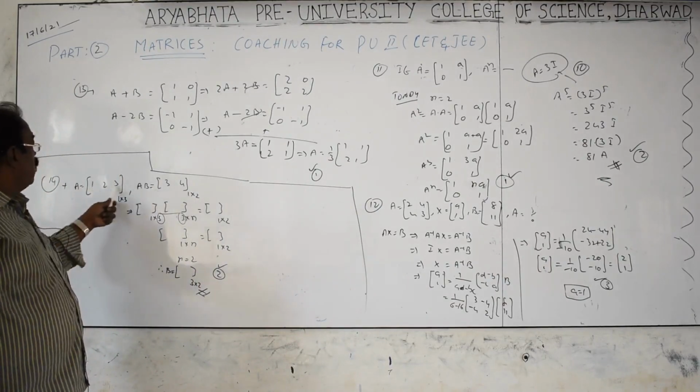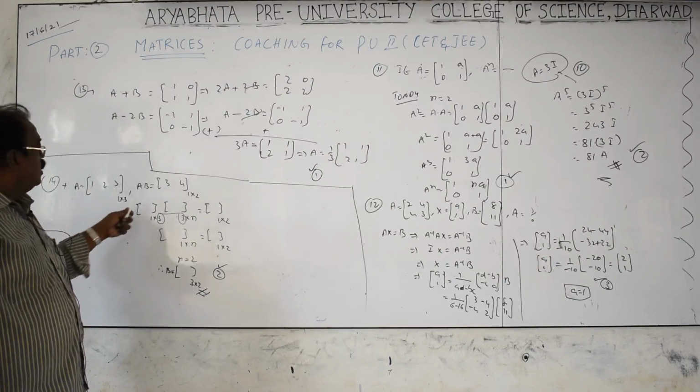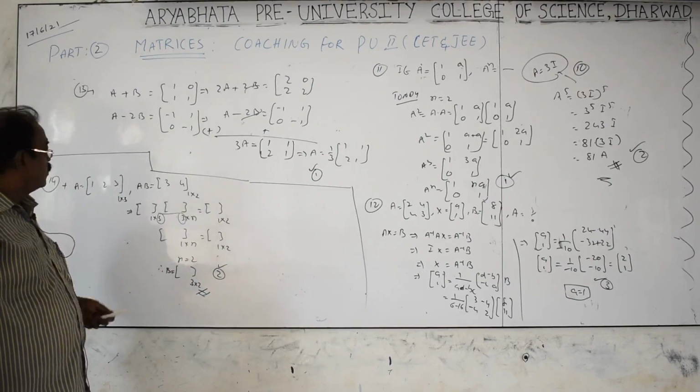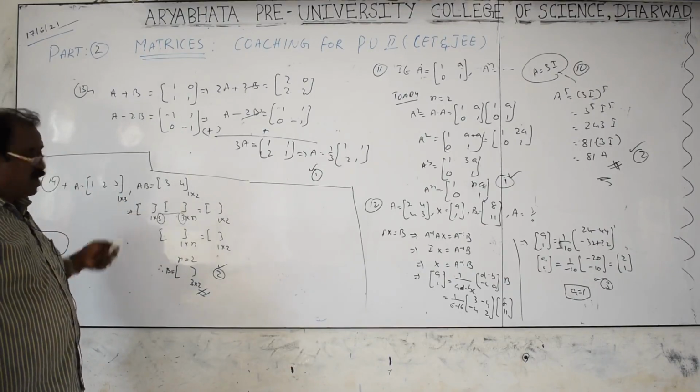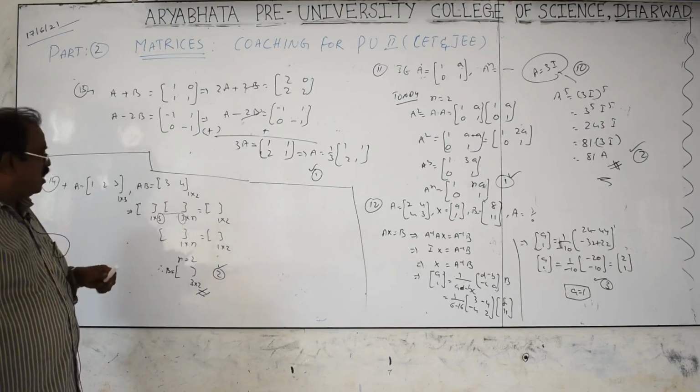A is a row matrix, 1 row, 3 columns. AB is also a row matrix, 1 row, 2 columns. That is defined well. Then what is the order of B that is asked? Not the B matrix, the order of B is asked.